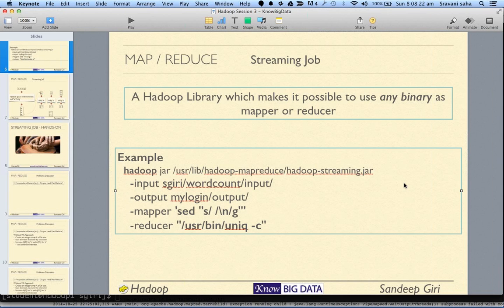Any command, completely any command, as long as, if you're passing it as a mapper, it gives appropriate key values, and in a reducer, as long as it does its job, any command which you can run from the command line can be handed over to Hadoop. Even if it's your own script, you can ship it to all the nodes.